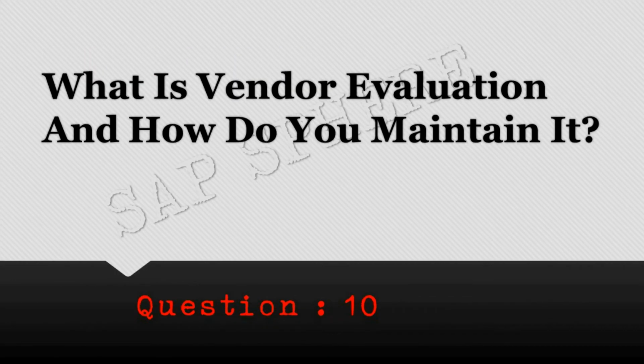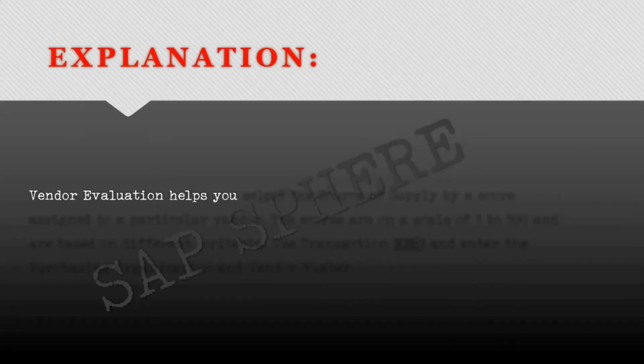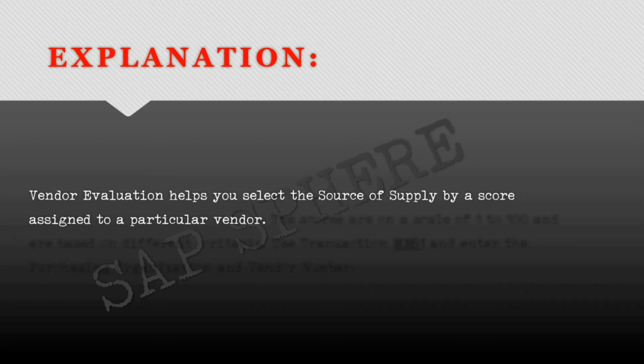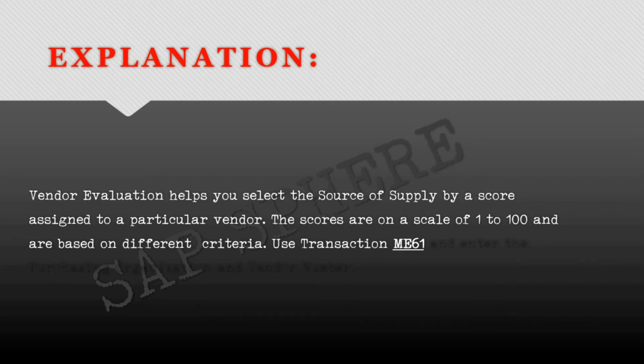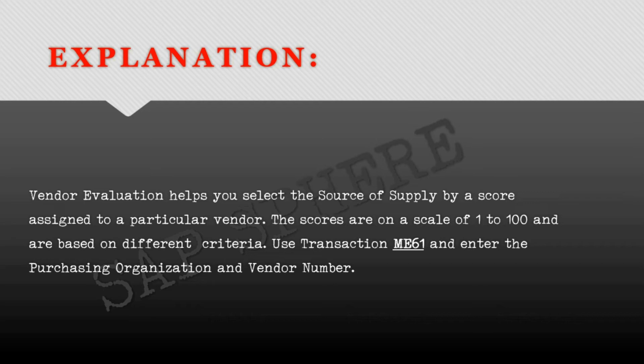What is vendor evaluation and how do you maintain it? Vendor evaluation helps you select the source of supply by a score assigned to a particular vendor. The scores are on a scale of 1 to 100 and are based on different criteria. Use transaction code ME61 and enter the purchasing organization and vendor number.